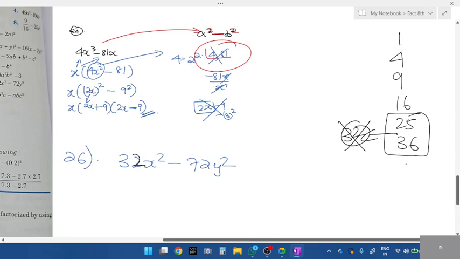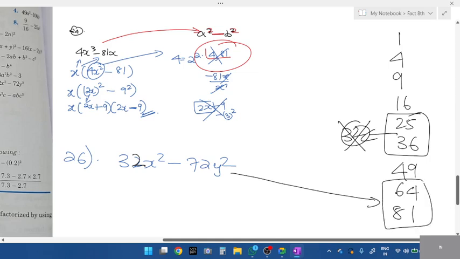Next. After 36, what is 7? 7 square, 49. 8 square, 9 square is 81. 72 lies in between these two. But not a perfect square, right? That is how you check. As soon as you see the number, you should identify this.